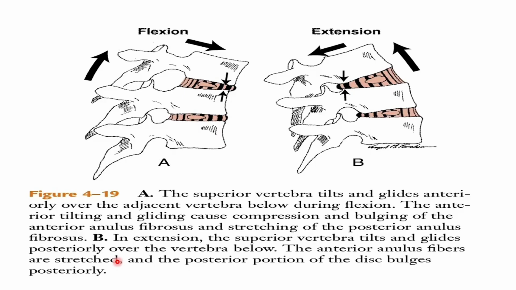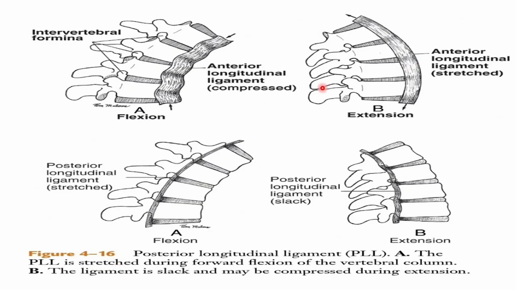So in extension, you can see here the anterior longitudinal ligament will be stretched, and because of this stretch, it will prevent excessive extension or hyperextension of your spine.